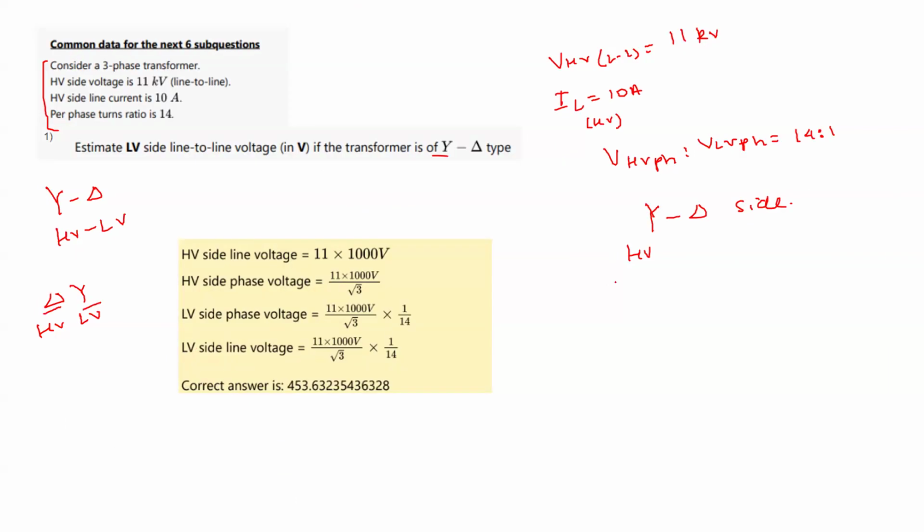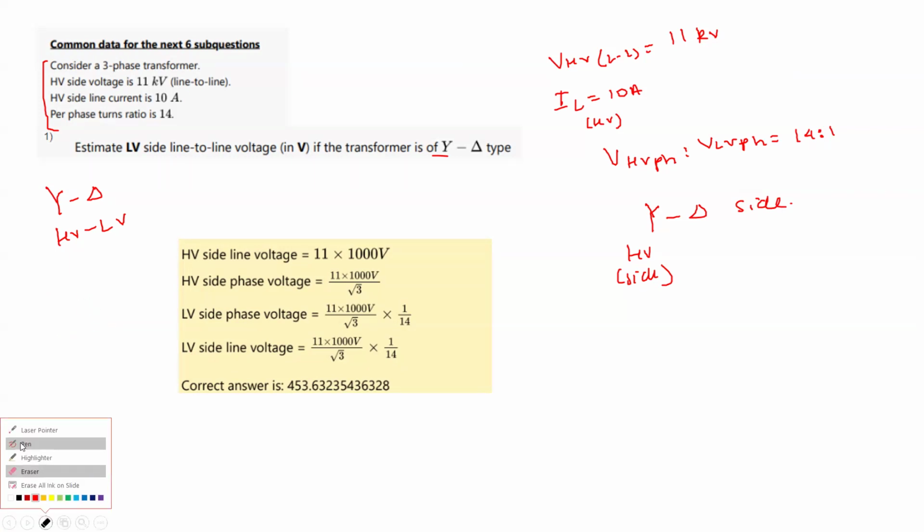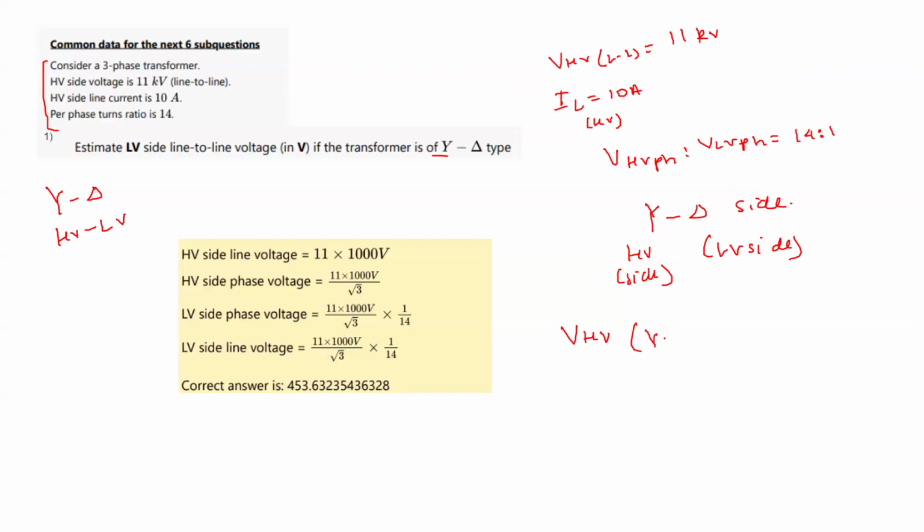So this is the situation. Now this is the HV side in the question, and this is the LV side. They are telling us to find the LV side line to line voltage. So this is the 11 kV voltage. First of all, VHV, which is the star side. The star side line to line voltage is 11 kV.